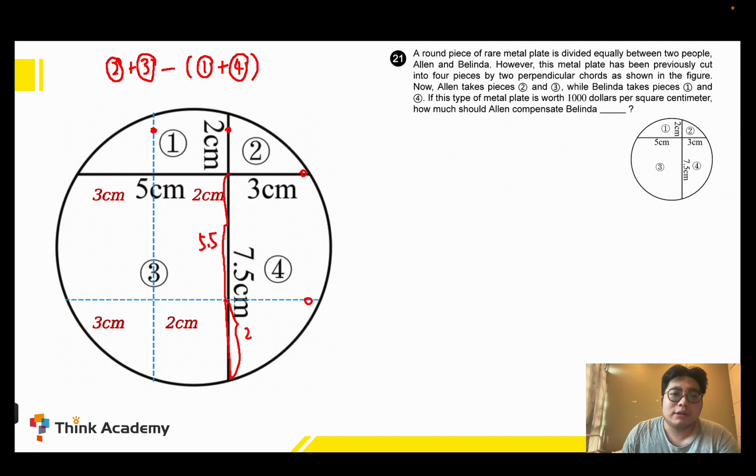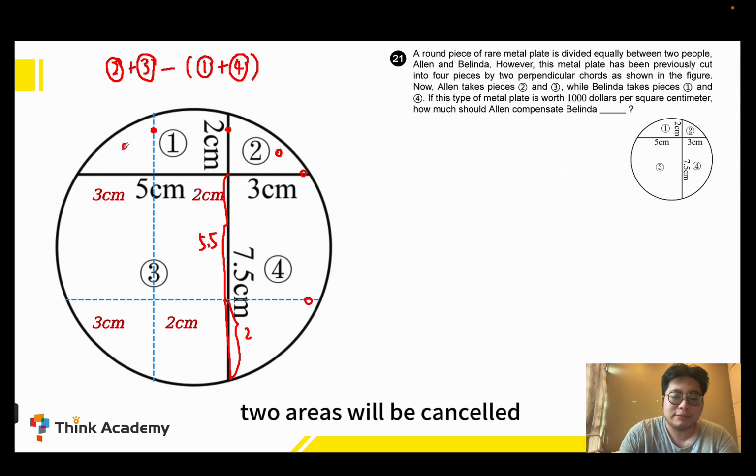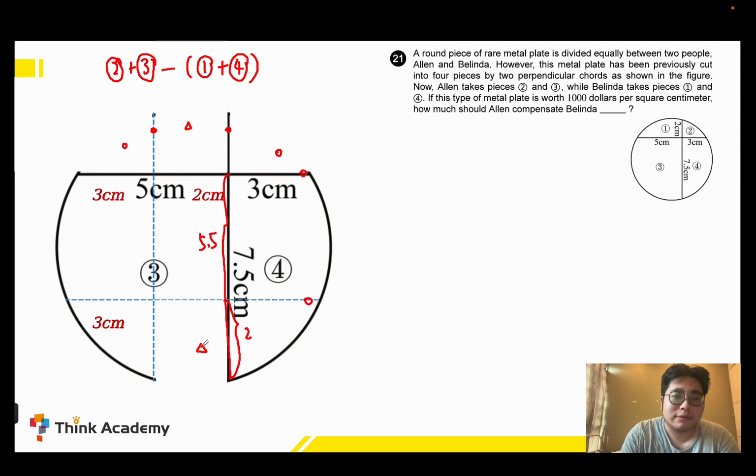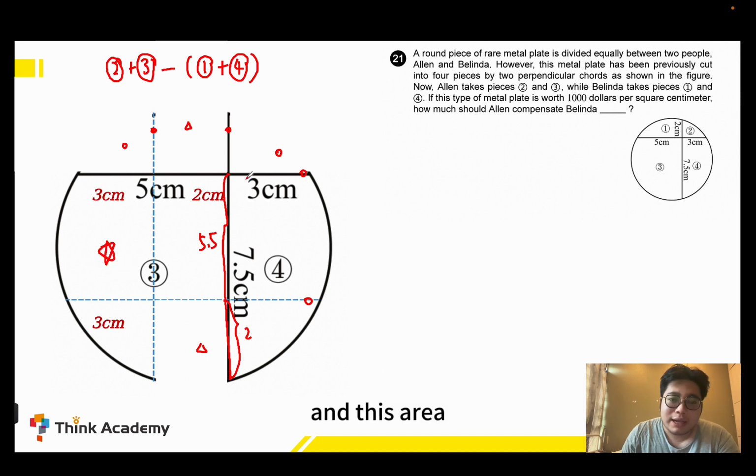So let's have a look. Firstly, you can see this part and this part are the same. If we do the minus, these two areas will be cancelled. So we can cancel this one, and you also see this part and this part are the same, so we can also cancel. Now the remaining parts are this part 3 and this part 4. Can we find some similar part? Yes. This area and this area are also the same, so we can also delete them.